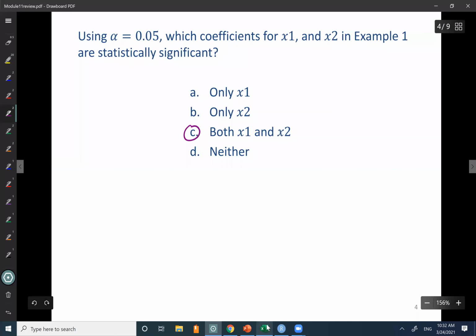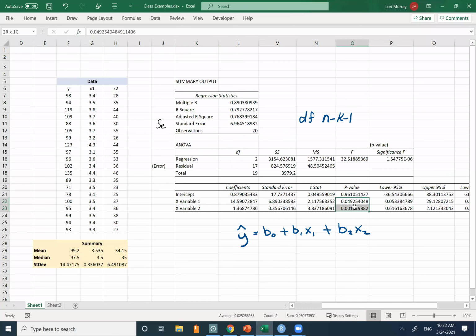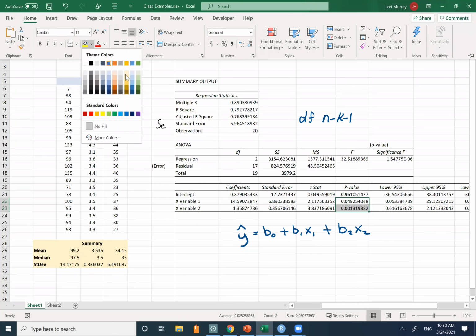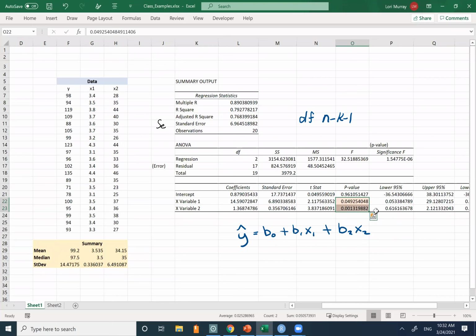Because we're using alpha 0.05, which we usually do in these. I'm just going to highlight these. Those are the p-values that we want. If you look at the first one, the p-value for the x1 variable is 0.049. So it's right on that. It's just below the threshold, right? So it is statistically significant.